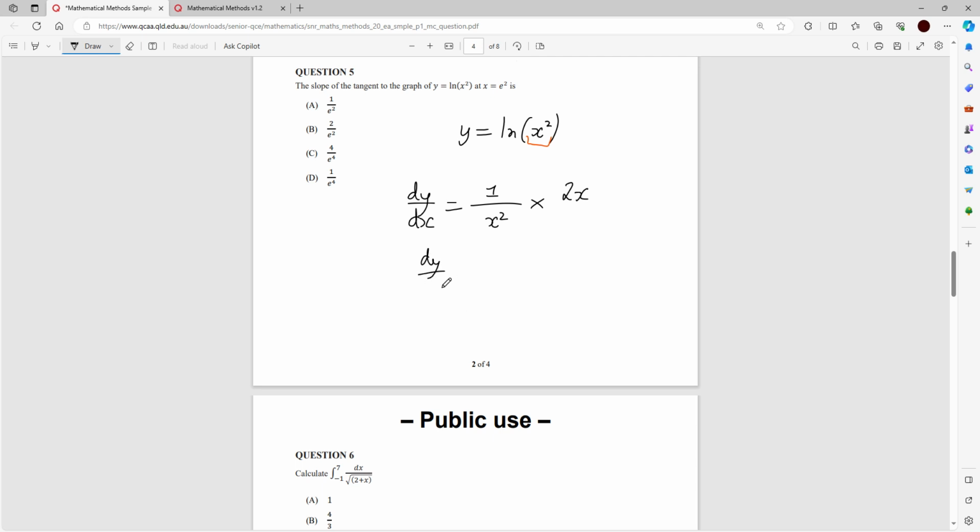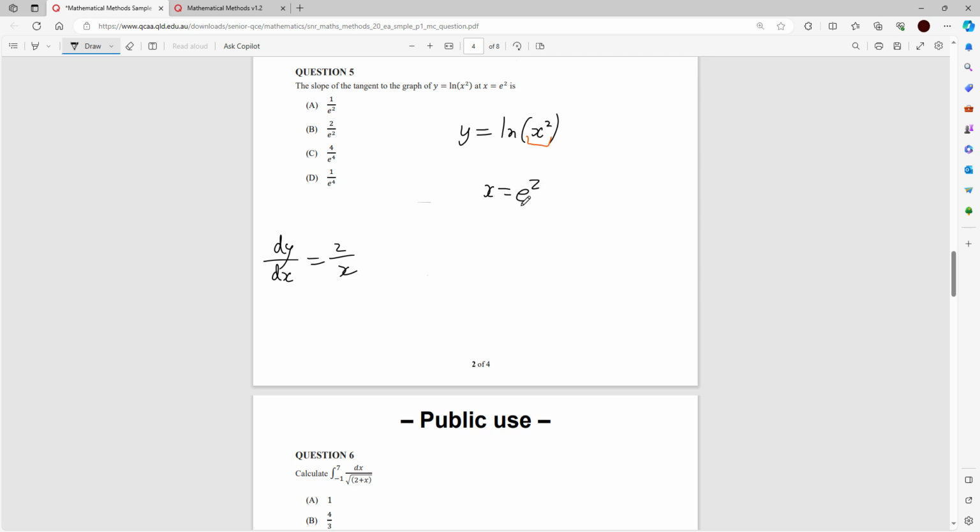So we get dy dx is 2x on x squared, and I can cancel one of the x's, so I get 2 on x, okay? So that is my function for dy dx. I'm just going to write that there. Dy dx is 2 on x, okay? Now, what they're asking for, they're not asking for the equation of the tangent, because notice they are just asking for the slope. So the slope means the gradient. So they want the gradient at x is equal to e squared. Now, this is just a number, okay?